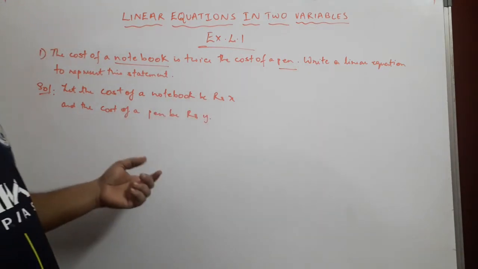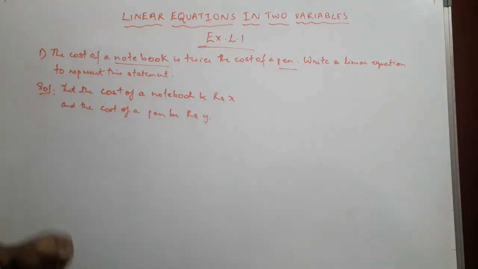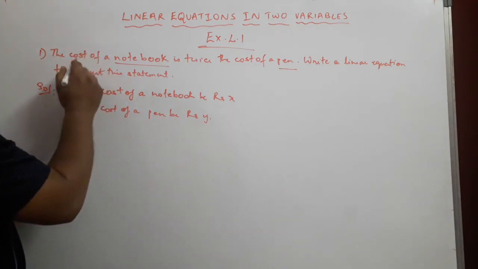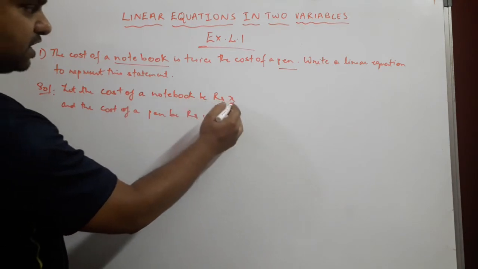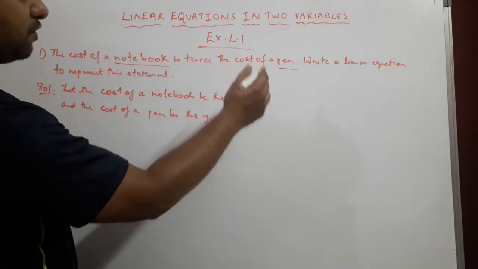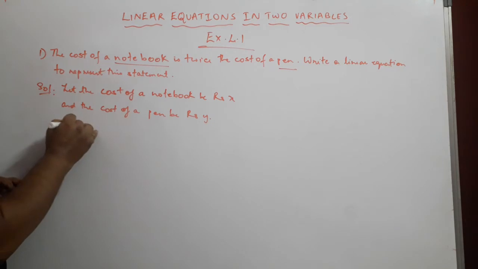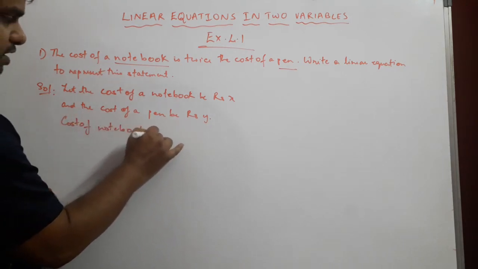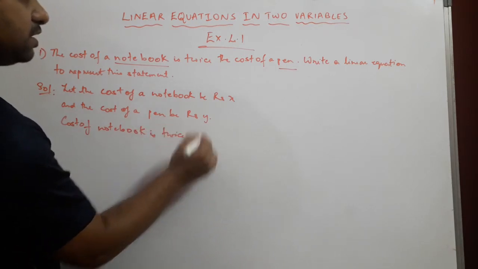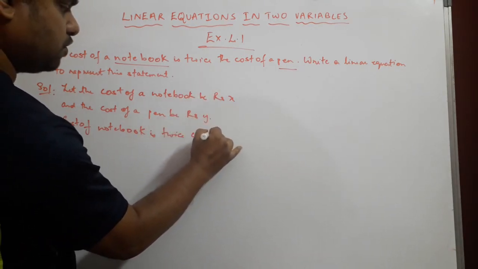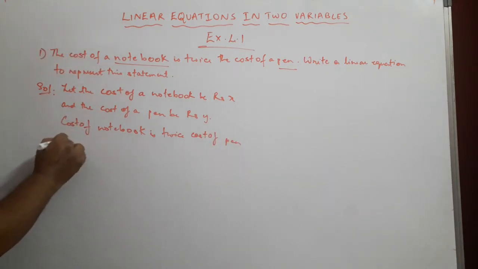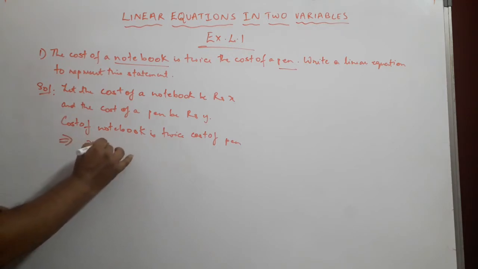Now we need to put this statement in an equation form, in a linear equation form. So we'll see what the relationship has been given to us. We have been given the cost of a notebook. Cost of a notebook we have written as x is twice the cost of pen. So cost of notebook is twice cost of pen, which implies that x is equal to 2y.